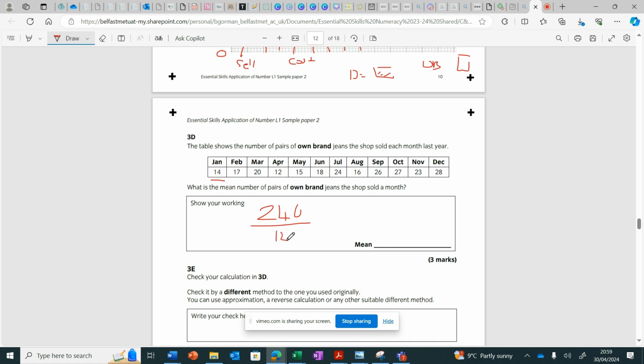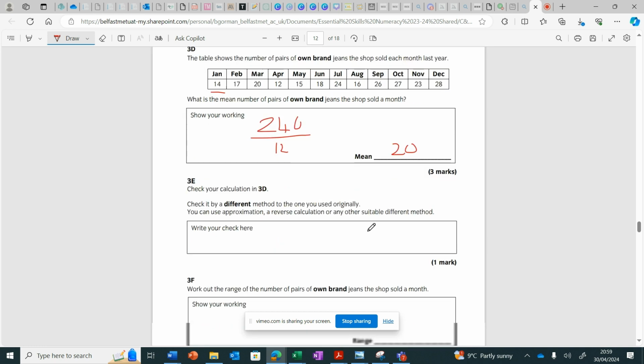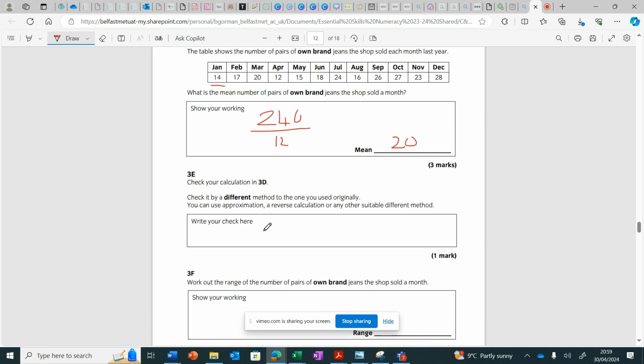I'm going to divide that by 12. Why 12? Because there's 12 items, 12 months, and we get 20. So the mean is 20. So the average number of jeans sold for the own brand is 20. Check the answer. Well, our sum was 240 divided by 12 equals 20. We're going to do a reverse check. We take the answer. Instead of dividing, the opposite of divide is multiply by 12, and we get back to where we started from.